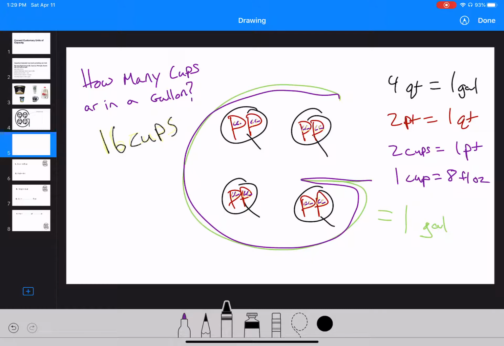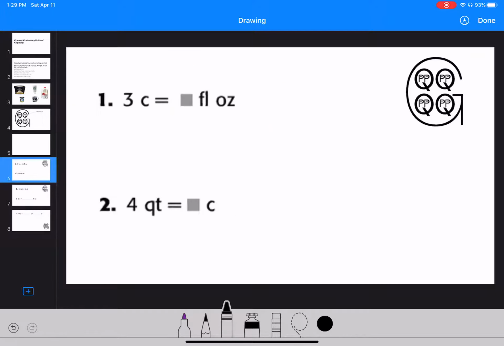So you can use this to help figure out other information. If I ask you how many cups are in a quart, you could literally count them. There are 4 total cups inside of 1 quart. So it's a very helpful picture. In fact, I draw this on every slide when I do my work. Let's go ahead and practice converting some measurements now.